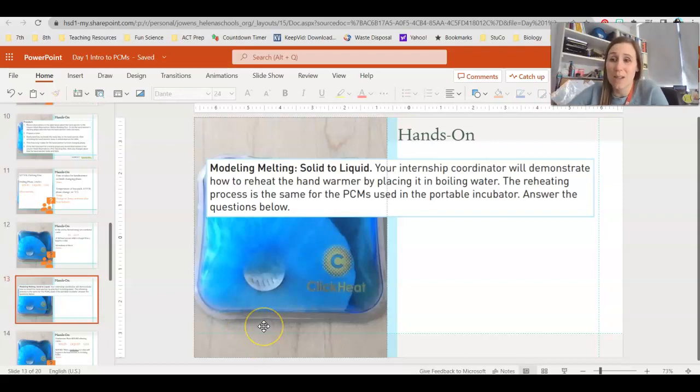That's causing it to melt and go back into its liquid phase. Okay, so your internship coordinator will demonstrate how to reheat the hand warmer by placing it in boiling water. The reheating process is the same for the PCMs used in the portable incubator. So that's important right here.